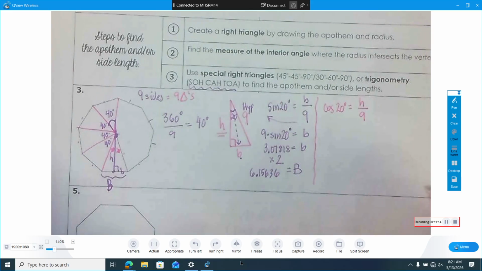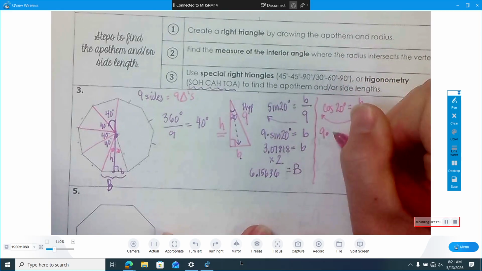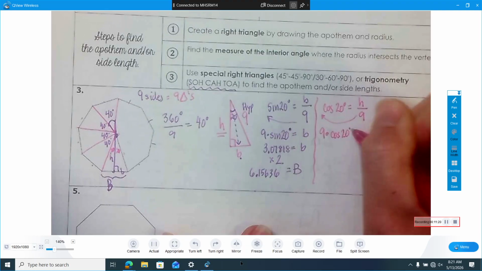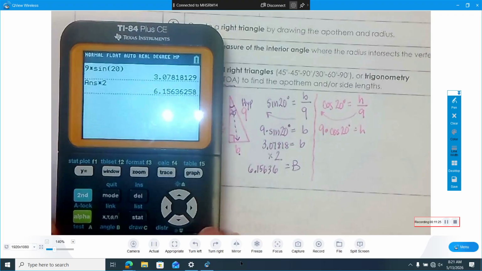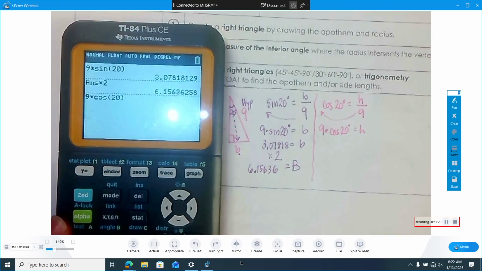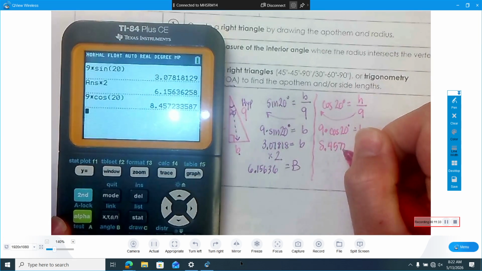And then how do you get h by itself? Times 9 to the other side. So 9 times the cosine of 20 degrees equals our h value. Let's see, 9 times the cosine of 20. I get 8.45723.